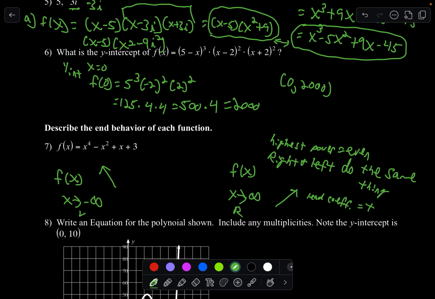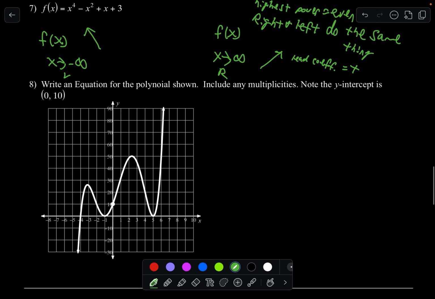If this had been like x to the 7th or something, then they would do the opposite. If the right goes up, the left will go down. But since it's x to the 4th, if the right goes up, so does the left. Then the last one is write an equation for the polynomial shown. Include any multiplicities. Note the y-intercept is 0, 10.